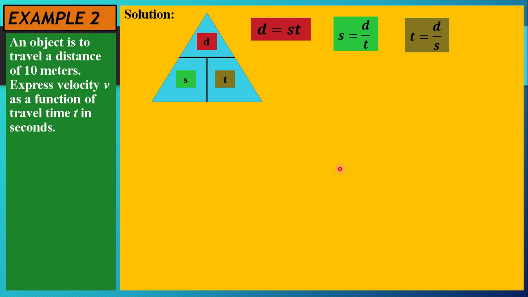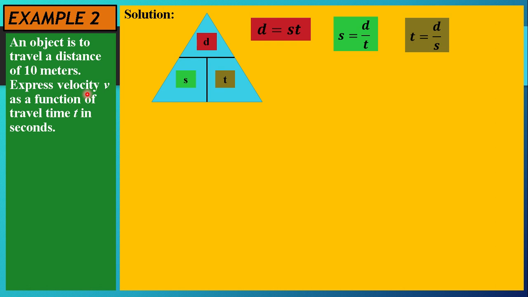Example number 2. An object is to travel a distance of 10 meters. Express velocity, that is v, as a function of travel time t in seconds. To answer this question, let us use again the DST triangle. In our problem, kailangan natin i-express yung velocity that is V as a function of travel time in seconds.